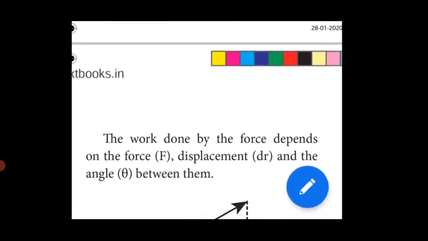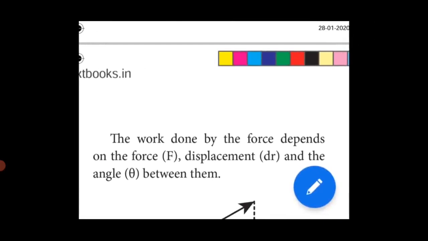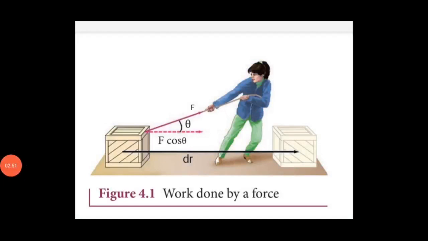The work done by the force depends on the force, the displacement dr and also the angle between them. See this diagram, work done by a force. A person is giving force to an object and it moves. Here the movement is dr, denoted as the direction, F is nothing but the force, and the angle is made over here.